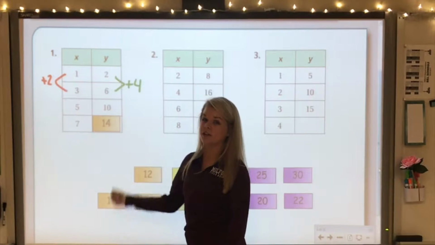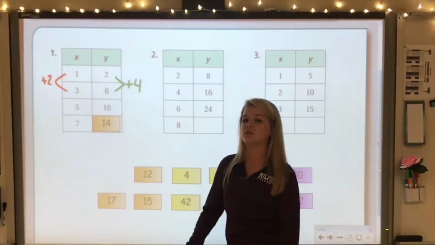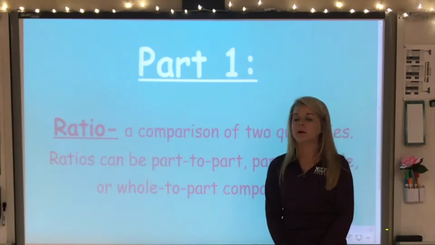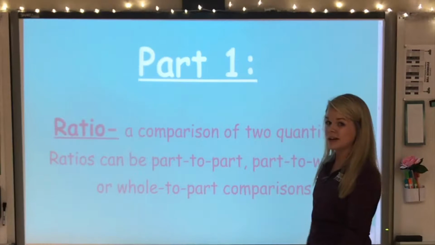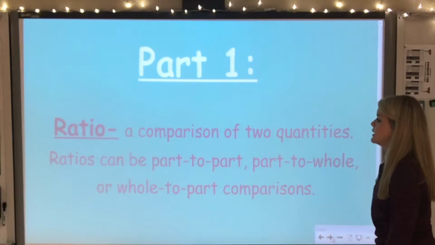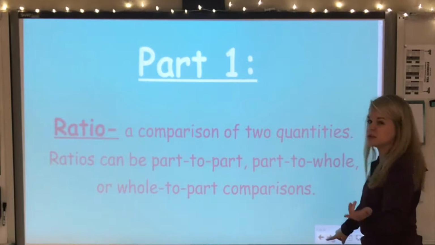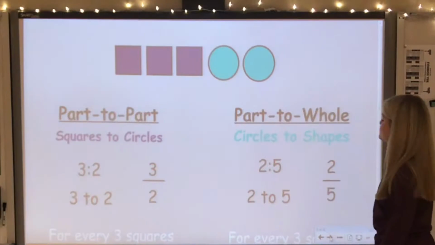We're going to build on our knowledge with tables and see how that relates to our ratios unit. But first, let's start with part 1, ratio. A ratio, again, is a comparison of two quantities, and it can be part to part, part to whole, or whole to part comparisons. Let's look at some notes or some examples.